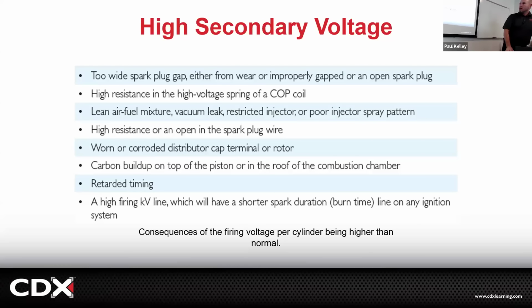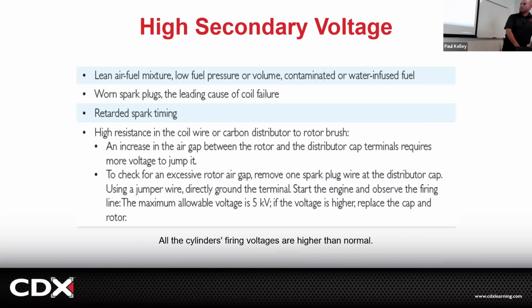Cool. All right, and then of course, retarded timing and a high firing line, which will have a shorter spark duration on any ignition system. So if we have a high firing line, that kind of uses up the energy of the coil faster. It might not be able to maintain that burn time, that spark, long enough to be really consistent. So that can cause a misfire.